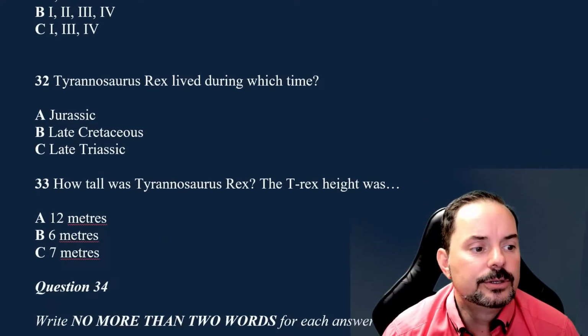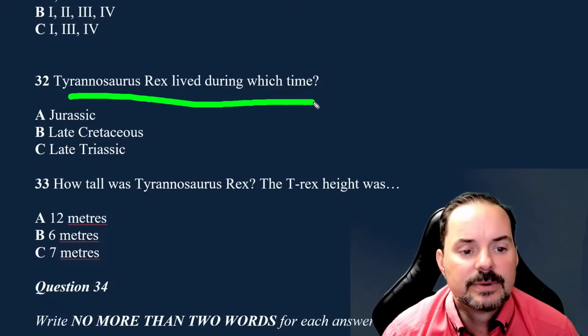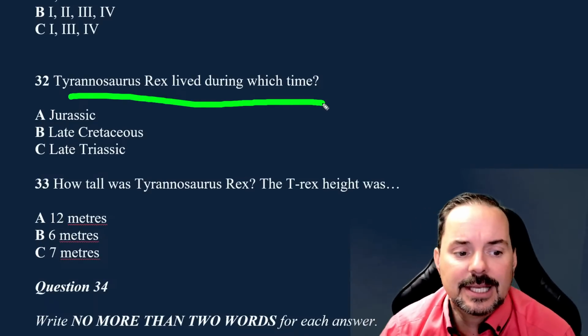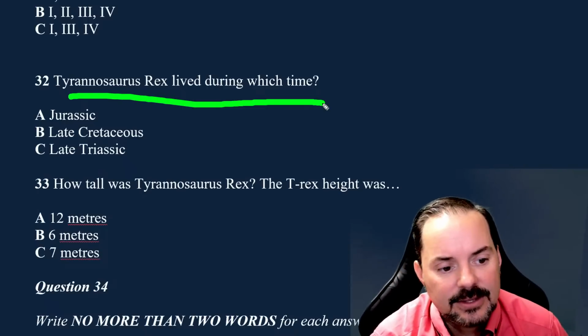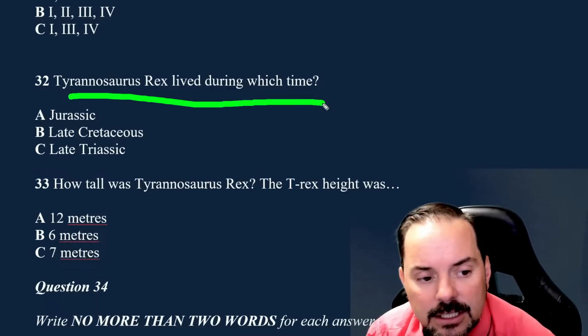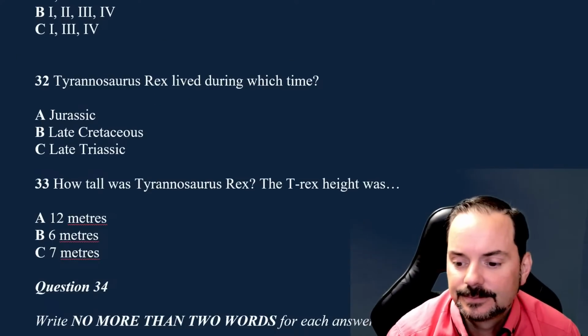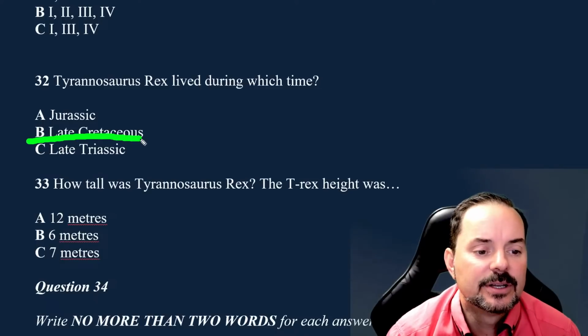Number 32. Tyrannosaurus rex lived during which time? A, the Jurassic time. B, the late Cretaceous period. C, the late Triassic period. Correct answer there? Yeah, it's B. Very good.